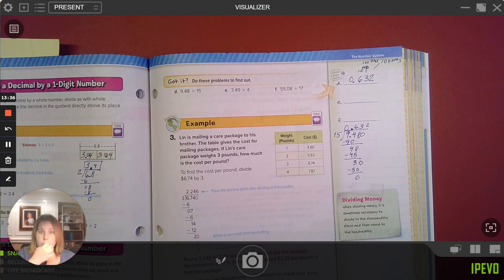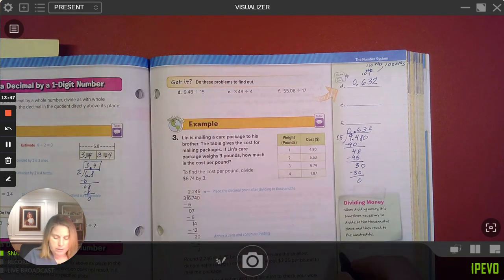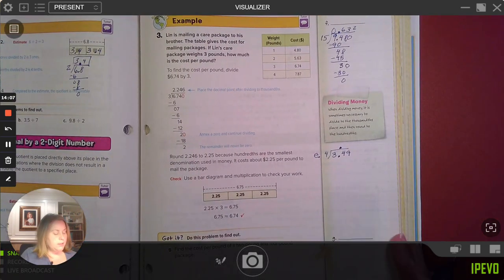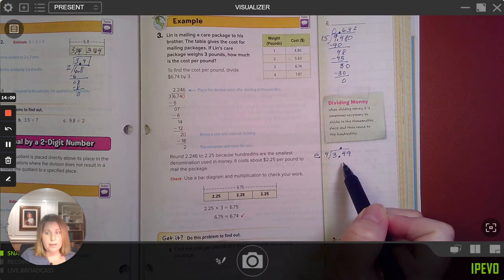Then let's go ahead on to problem E. We have 3.49 divided by 4. Okay, so I don't have a ton of space. I'm going to see if we can do this one here. I'm going to write a little smaller. 3.49 divided by 4. Okay, so then I'm going to take my decimal and bring it straight up. Oh, I'm off the camera. I'm so sorry. So go ahead and write that down. 3.49 divided by 4. Bring your decimal straight up.